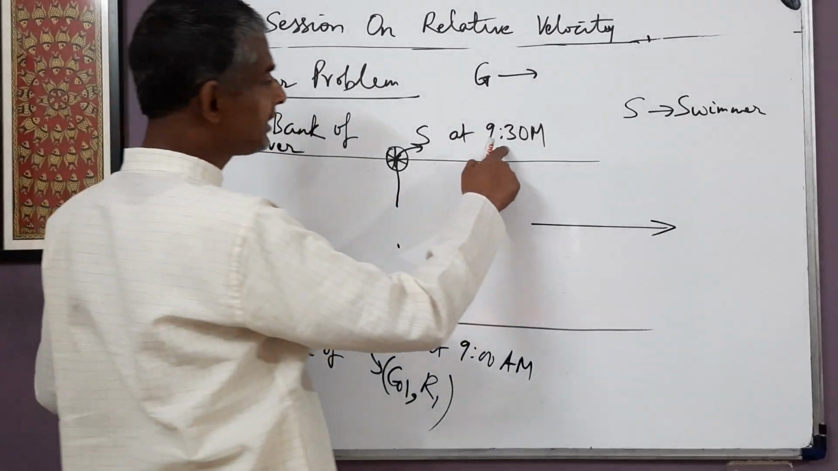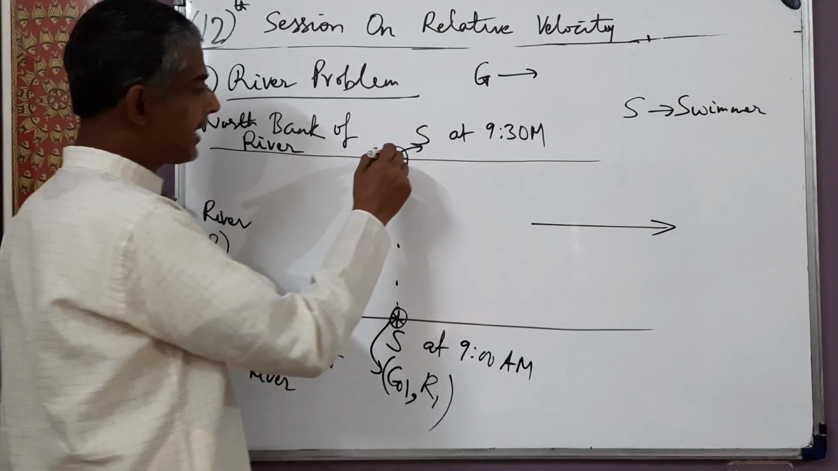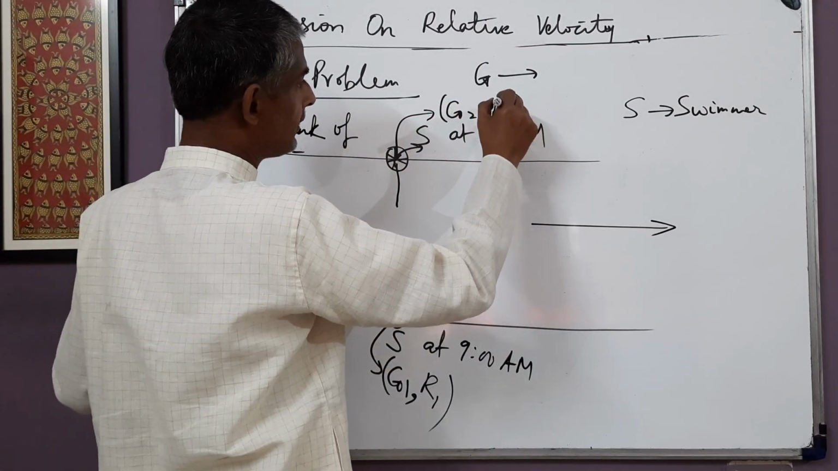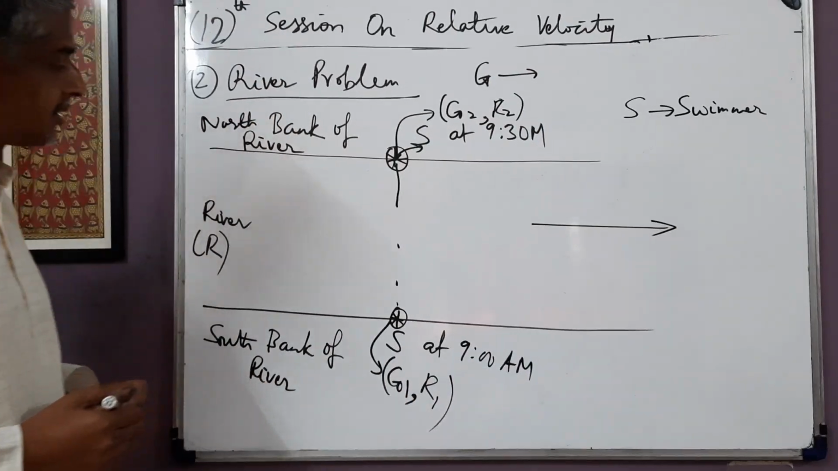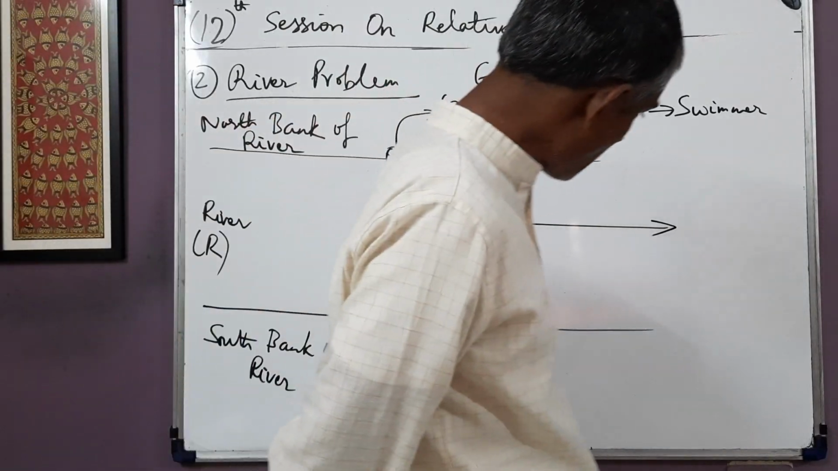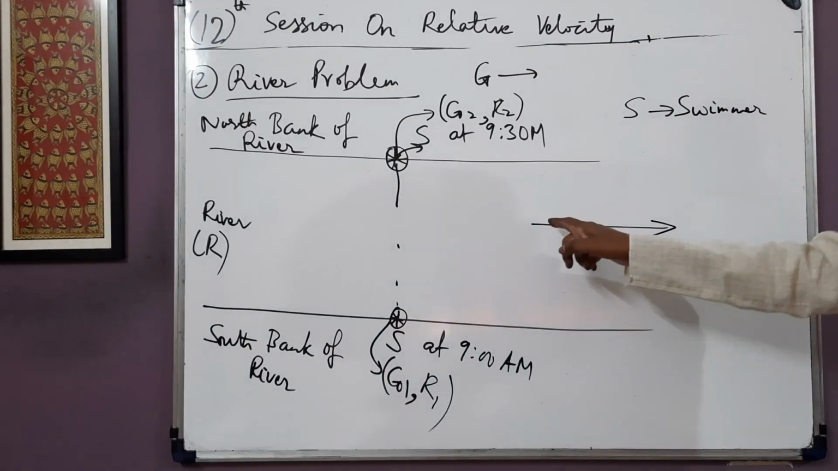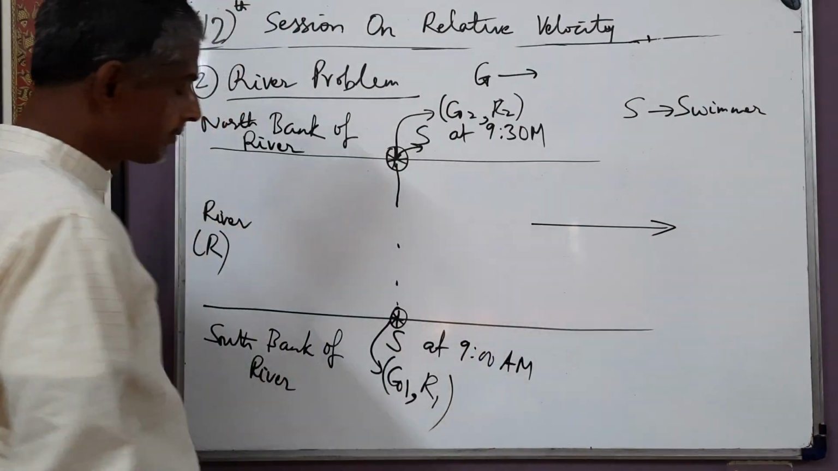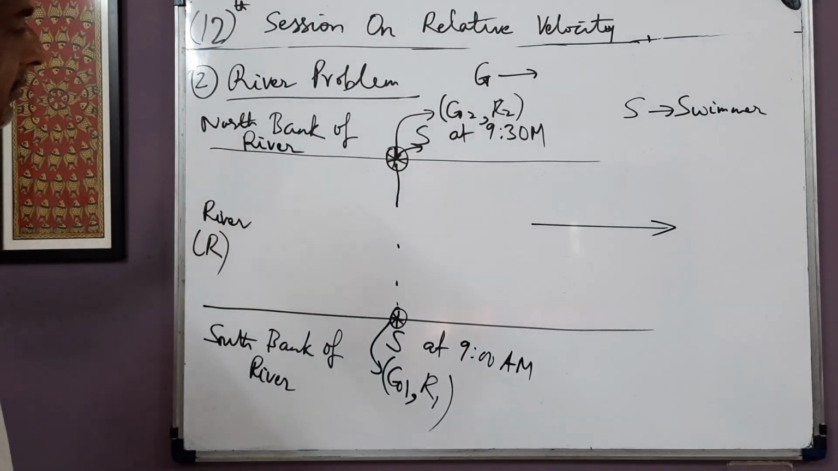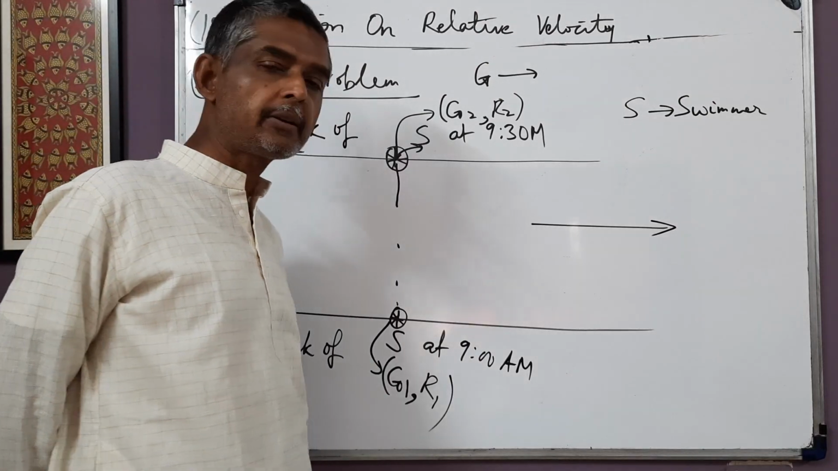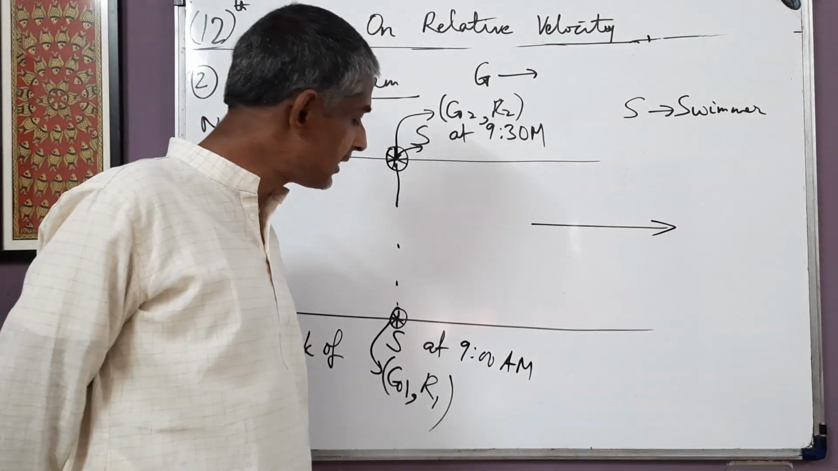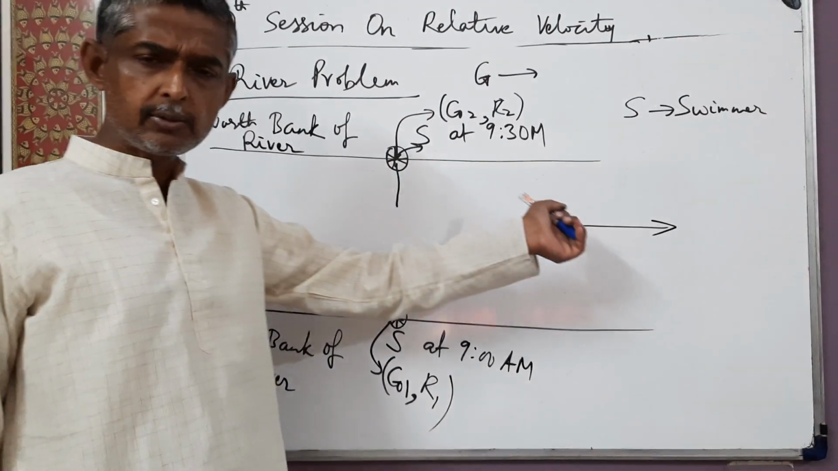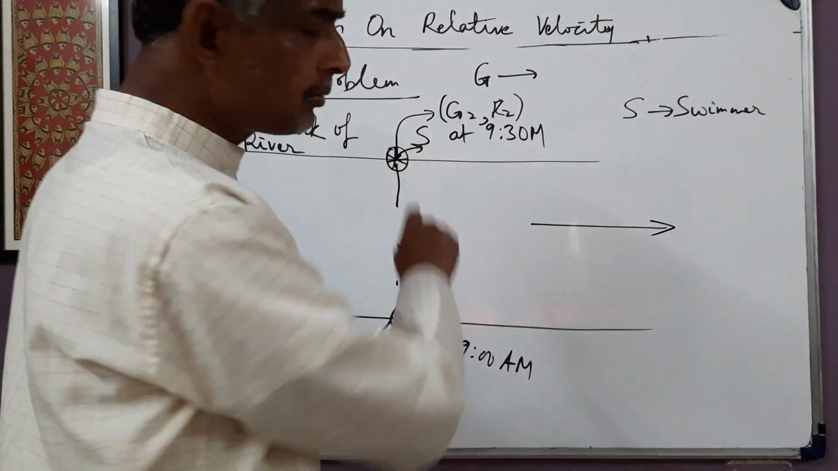Okay. And at 9:30 a.m., the swimmer is coming here. At 9:30 a.m., the swimmer occupies location G2 of the ground frame and location R2 of the river frame. This is the situation at 9:30 a.m. And this arrow indicates that the river is flowing rightward with respect to ground. So now our aim is again to determine the displacement of the swimmer with respect to river and with respect to ground in this time interval, 9 a.m. to 9:30 a.m. This time we are to show the displacements on the diagram, and we are drawing the diagram from the ground.